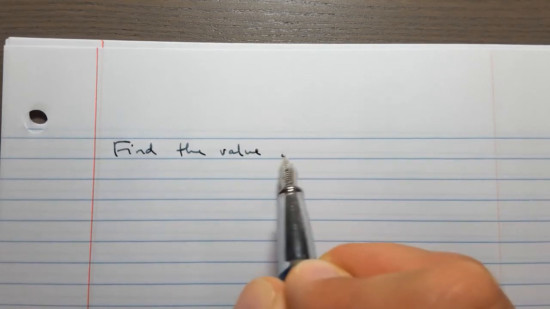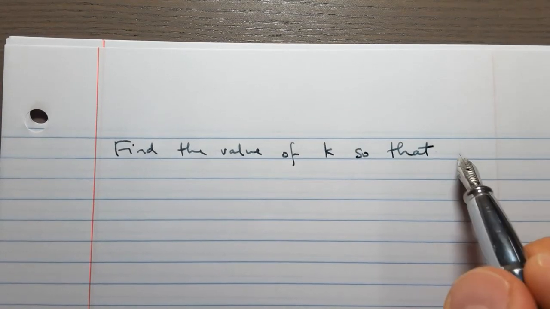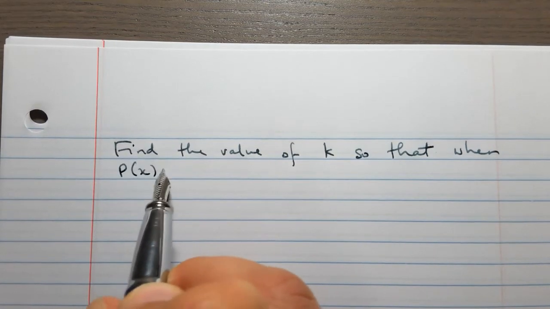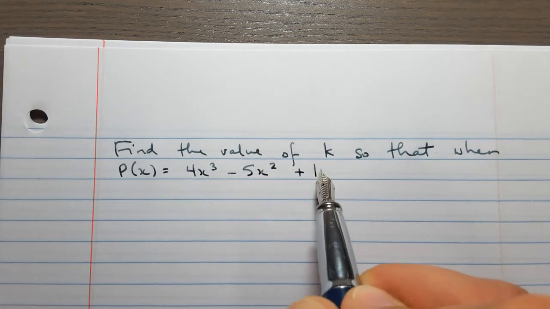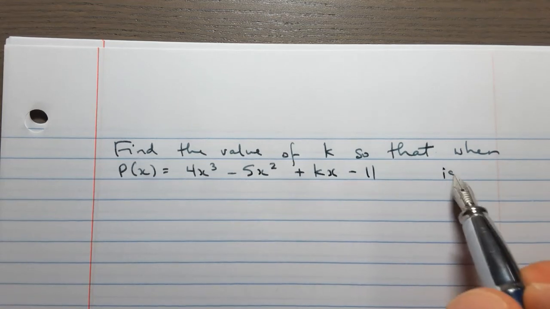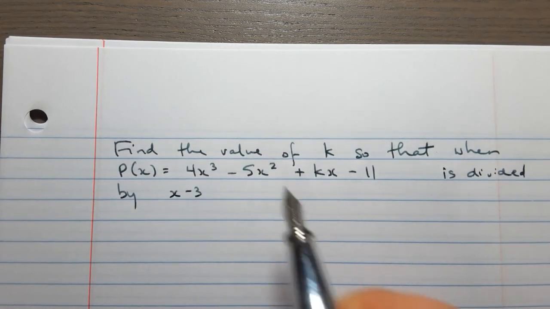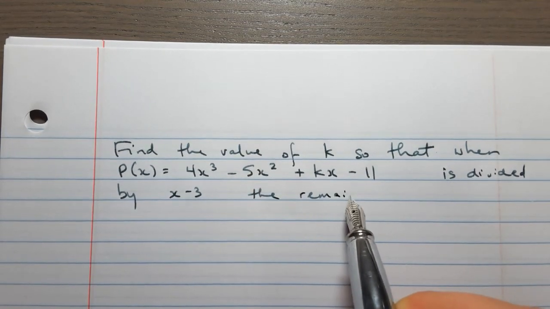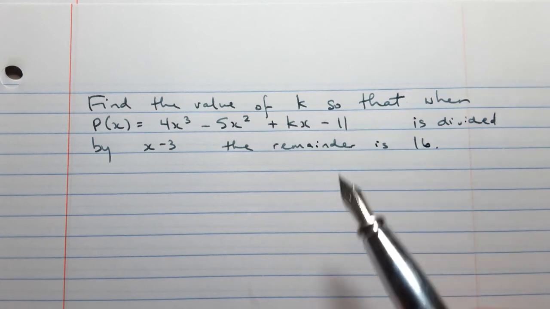This one's a little bit different. Let's find the value of this letter, or this parameter k, so that when this polynomial, p of x, which is 4x cubed minus 5x squared plus kx, we don't know the coefficient there, minus 11, is divided by x minus 3, the remainder is 16.